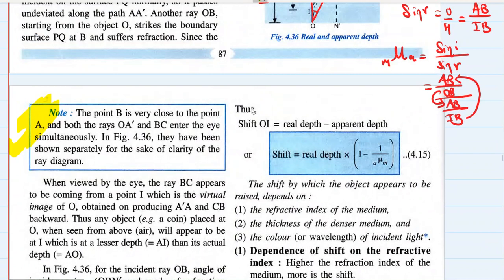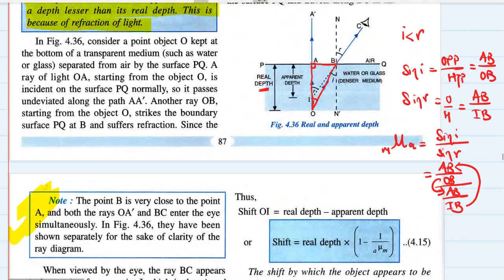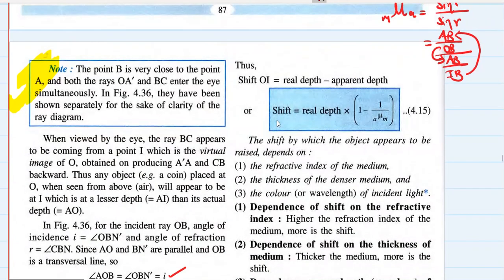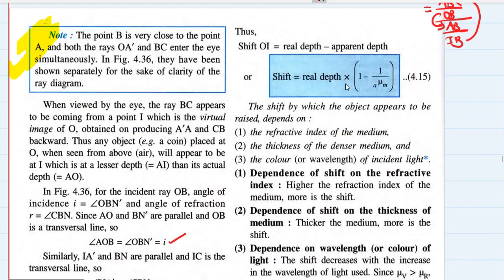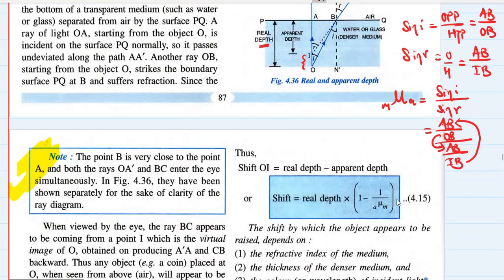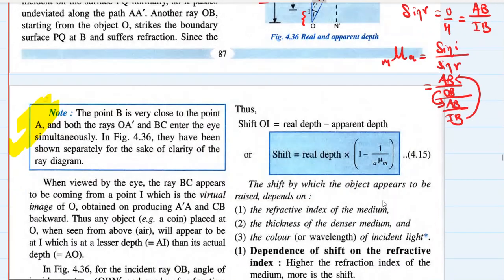So what is shift? Shift is OI. Shift is nothing but the real depth minus the apparent depth. If you put in the apparent depth formula, which is real depth upon the refractive index of the denser medium, and take out real depth common, you get shift as real depth multiplied by 1 minus 1 upon the refractive index of the medium.